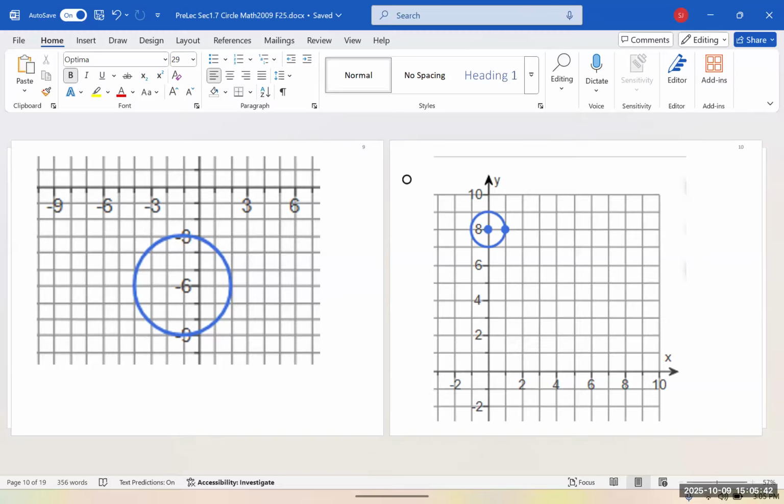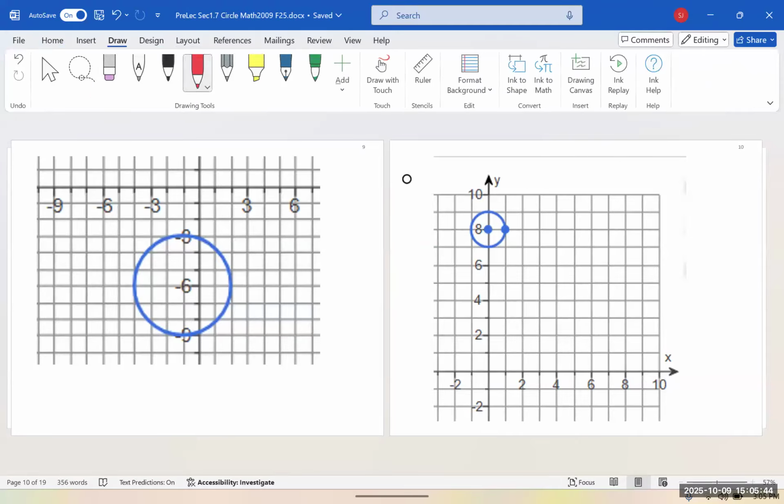What's the center? Center. -1, 6. So this is 0. This is -1, and this is -6. -1.6.